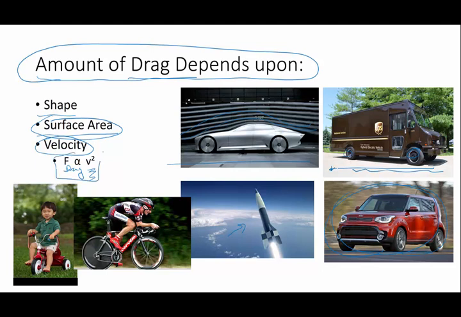Let's talk about this a little bit. Because of the fact that force of drag is proportional to velocity squared, here's what this means. If you have 2 times the velocity, you're going to have 4 times the force of drag. 3 times the velocity, you are going to have 9 times the force of drag. So what that means is a small change in velocity is going to make a huge increase in drag.